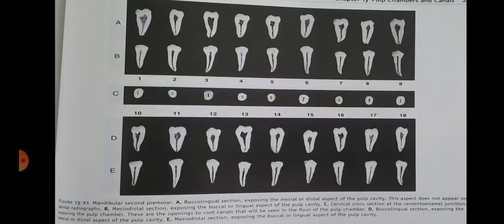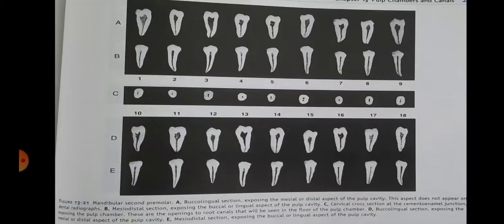The apical foramen may appear to exit at the apex. You can see this in figure 13.21 A1 through 6, 8 and 9, D10 through 14, 16 and 17. It may be on the buccal or lingual aspect of the root tip. You can see this in figure 13.21 A7, D15 and 18.